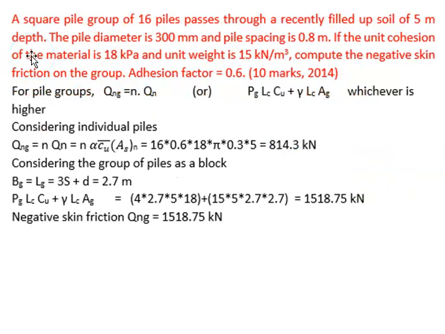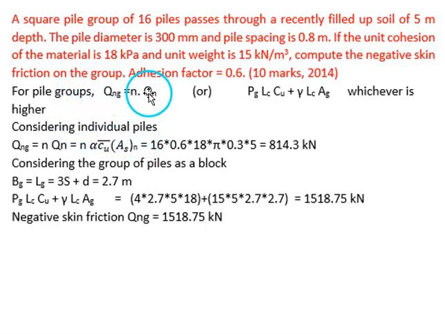Next example: a square pile group of 16 piles passes through a recently filled up soil of 5 meter depth. The pile diameter is 300 mm and pile spacing is 0.8 meter. If the unit cohesion of the material is 18 kPa and unit weight is 15 kN per meter cube, compute the negative skin friction on the group. Adhesion factor is given as 0.6. So here we have to estimate the negative skin friction, and here the recent fill is for a depth of 5 meter.